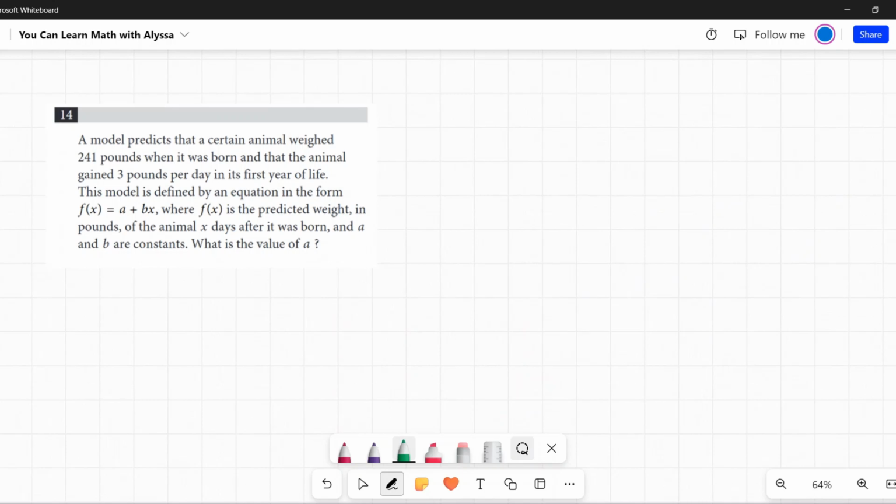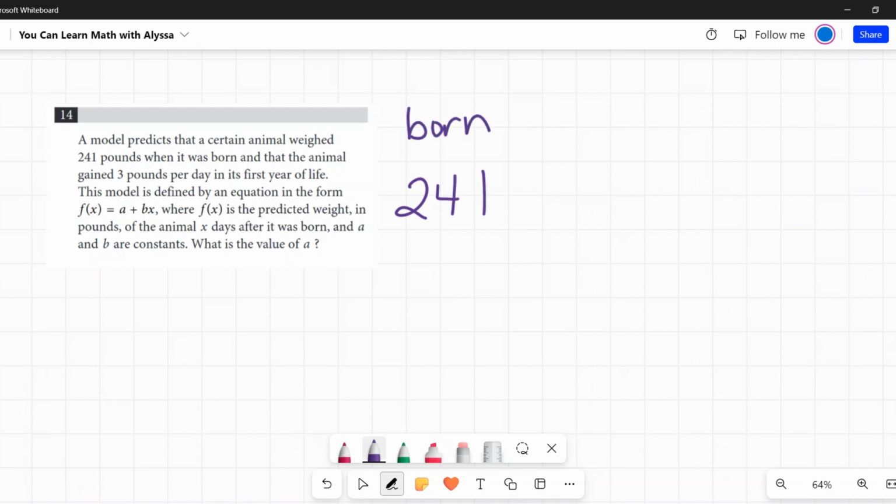Number 14, a model predicts that a certain animal weighed 241 pounds when it was born. Now I'm going to start writing as I read this. With word problems, they usually throw a lot of information, so right off the bat, I start writing down what I'm told. Okay, so it's 241 pounds when it's born. This is a big animal. And the animal gained 3 pounds per day. Okay, 3 per day for its first year of life.